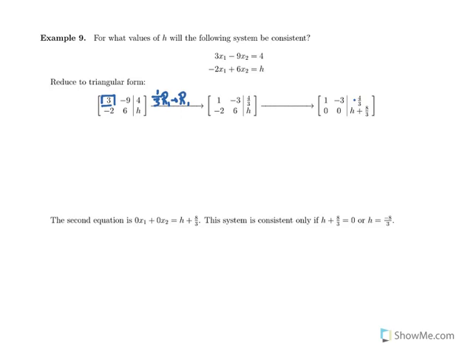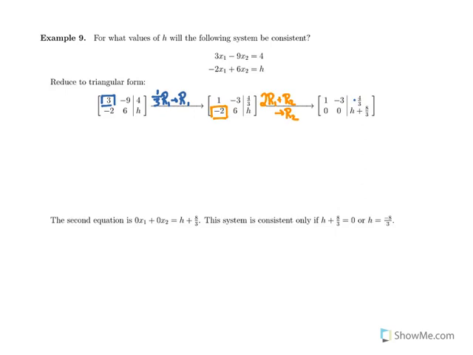The next thing that I want to do is I want to get a 0 in that spot right there. To do that, I can take the opposite of it, 2. And since I have a 1 in that top spot, I can go 2 row 1 plus row 2 is going to be my new row 2. 2 times 1 plus -2 is 0. 2 times -3 is -6. Plus 6 is 0. And 2 times 4/3 is 8/3. Plus h is h plus 8/3.